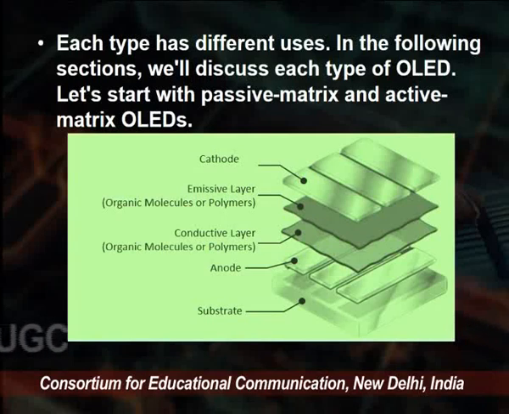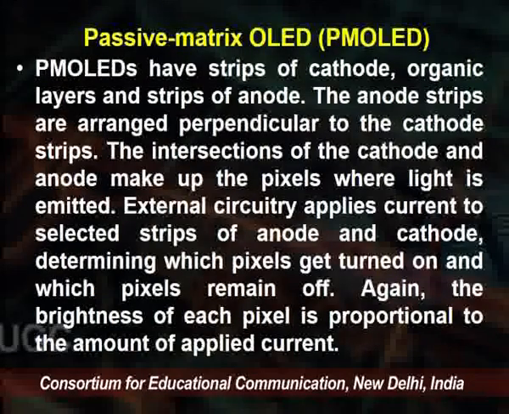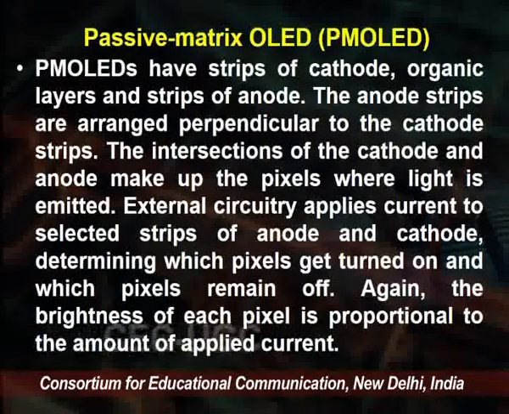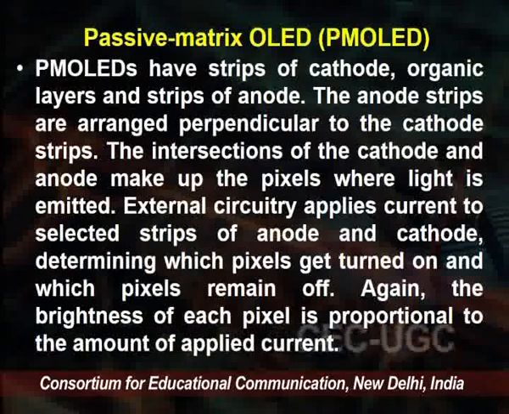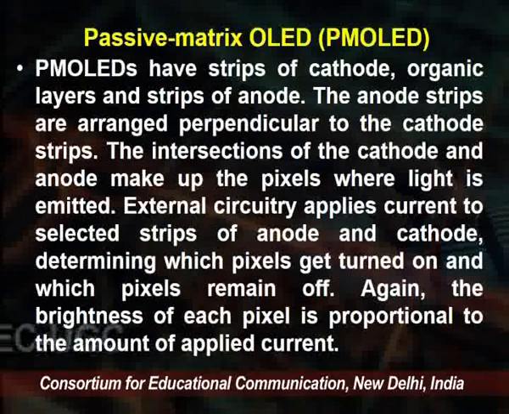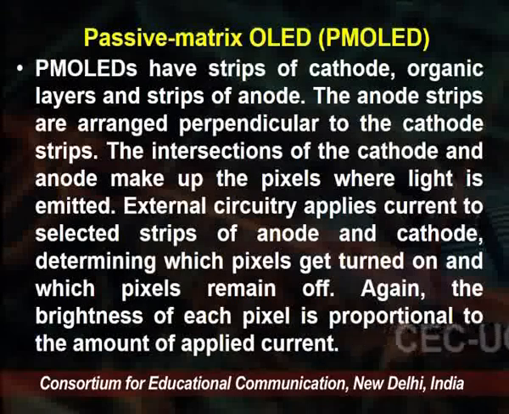Let us start with the passive matrix and the active matrix OLED. As you see on screen, this is the basic structure of the OLED. Now, what is a passive matrix OLED? That is also called PMOLED. This PMOLED has strips of the cathode, organic layers, and the strips of the anode. Here we are having a 3-layer cathode, organic layer, and the anode. The anode strips are arranged perpendicular to the cathode strips. The intersection of the cathode and anode makes up the pixel where the light is emitted.